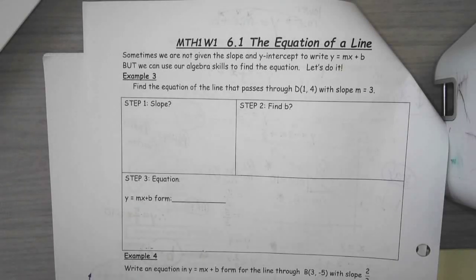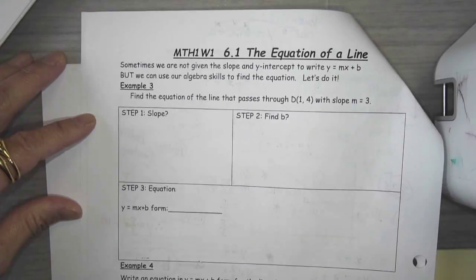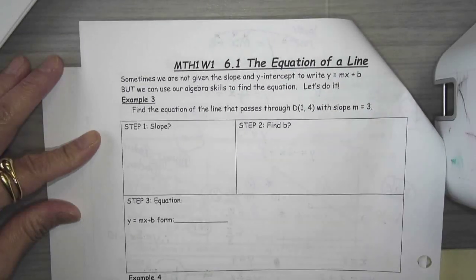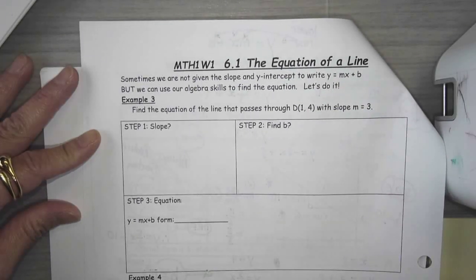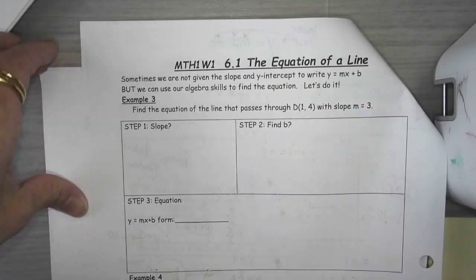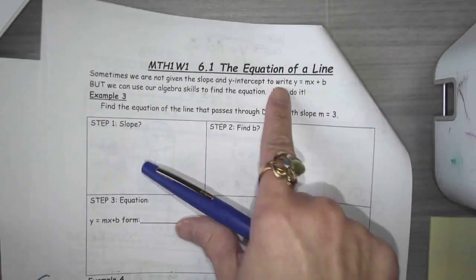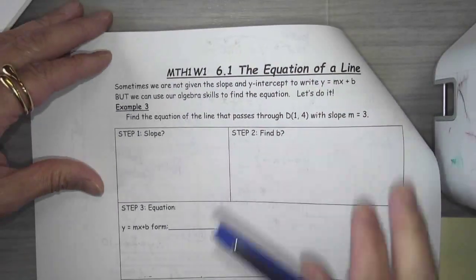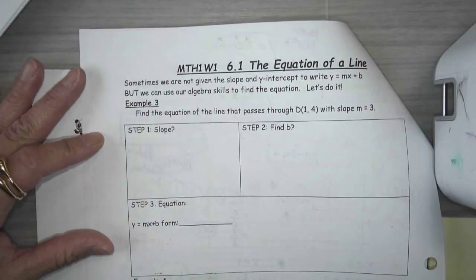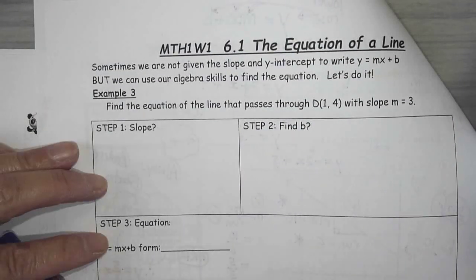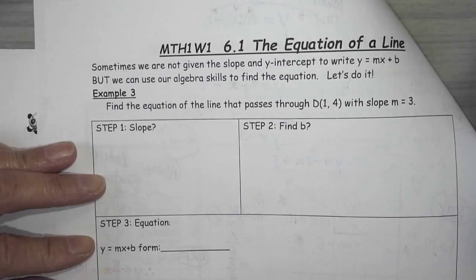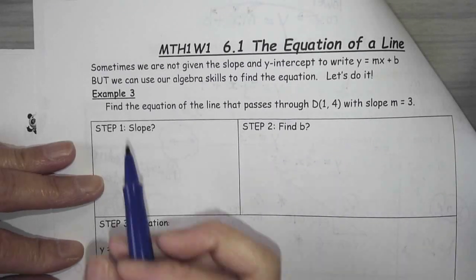Right, we're on 6.1 and we are looking at example 3. In the previous video we were given a graph or description in order to get the equation of a line. So we're still on the equation of a line section. Now, what happens if I don't give you the graph and I don't tell you what the slope is? You should be able to find it if I give you enough clues.